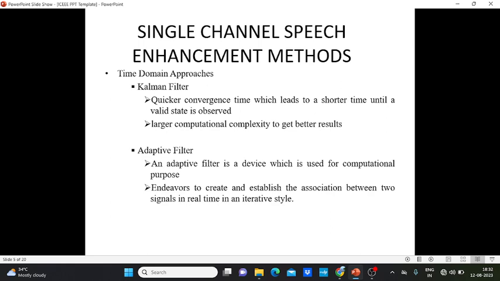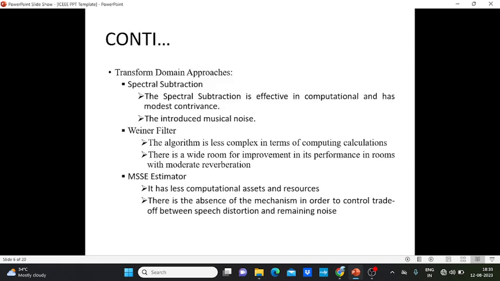Next, in the time domain approaches, the adaptive filter. An adaptive filter is a device used mainly for computational purposes, and it endeavors to establish a relationship between two signals in real time in an iterative style. This is about the adaptive filter.